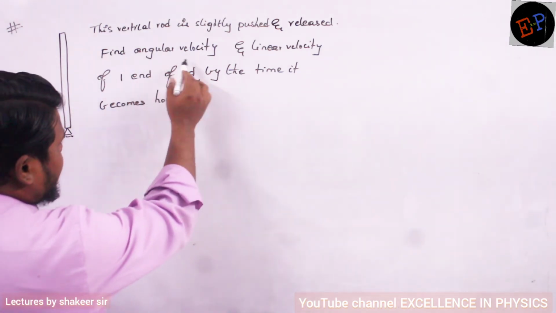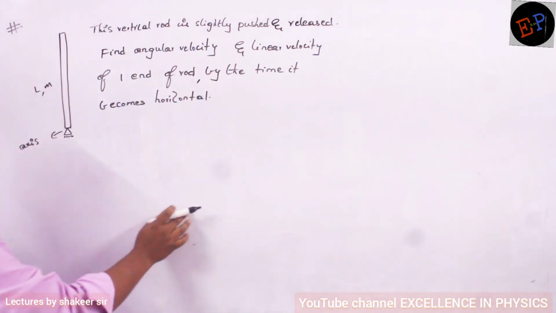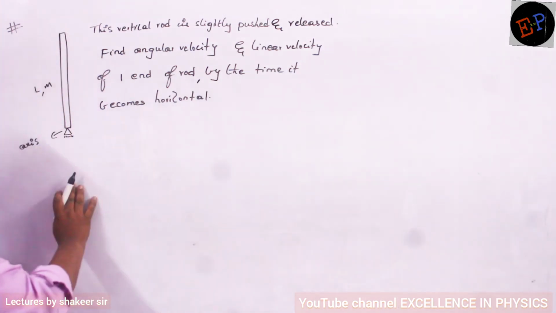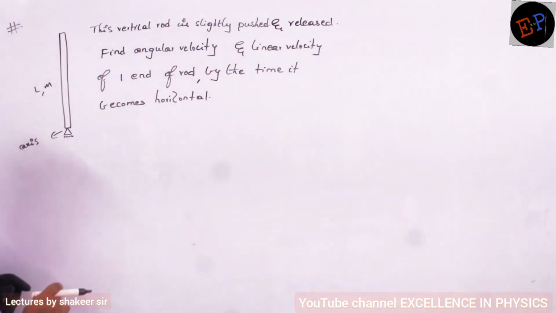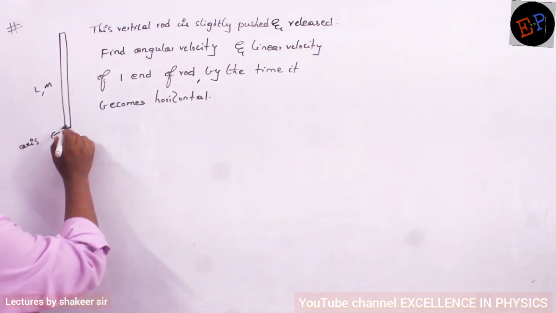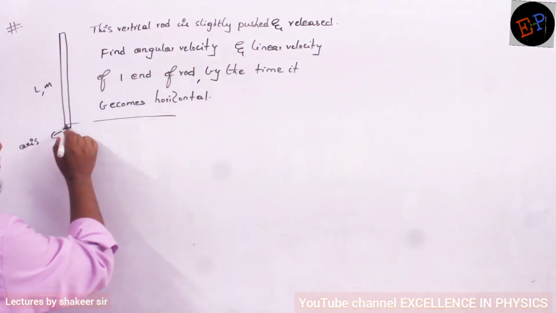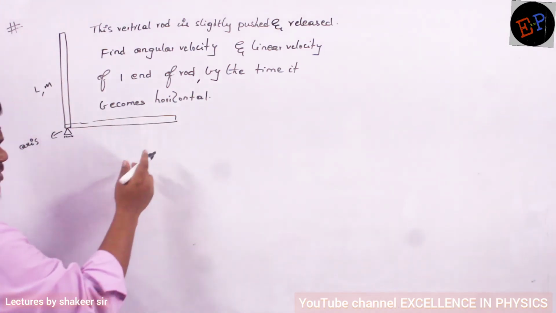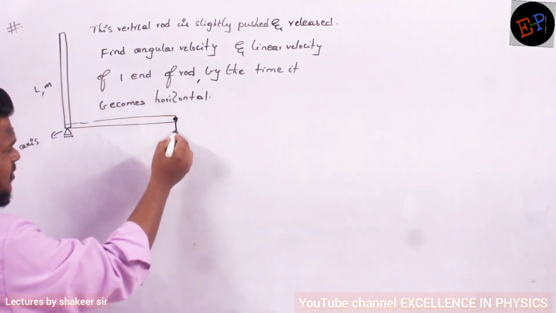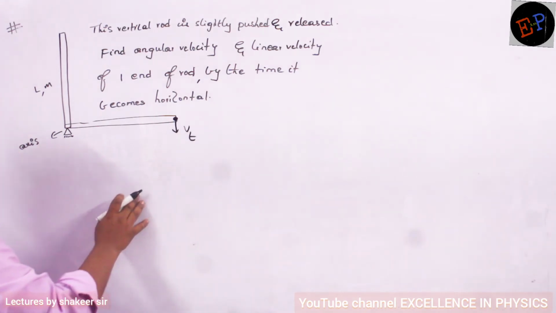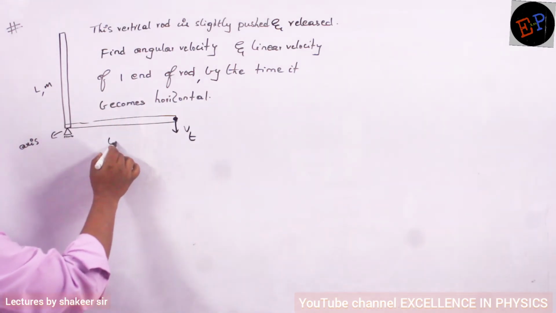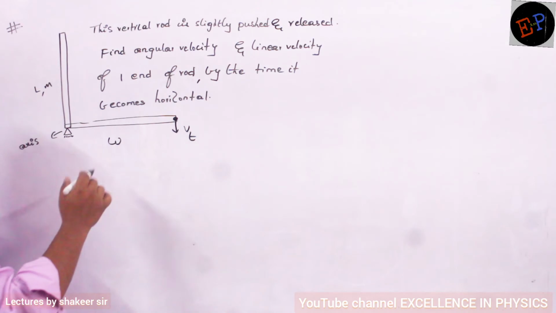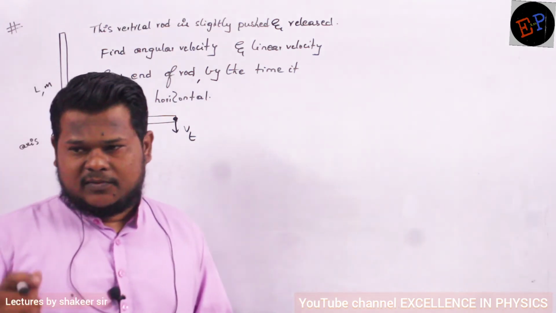Then we are supposed to find the angular velocity as well as the linear velocity of one end of the rod by the time it becomes horizontal. If I push this rod, after some time what will happen? It will become horizontal. It will fall to the ground. By the time it is falling to the ground, this particle will have some tangential speed. Similarly, the total rod will have some angular velocity also. These two values I am supposed to calculate.